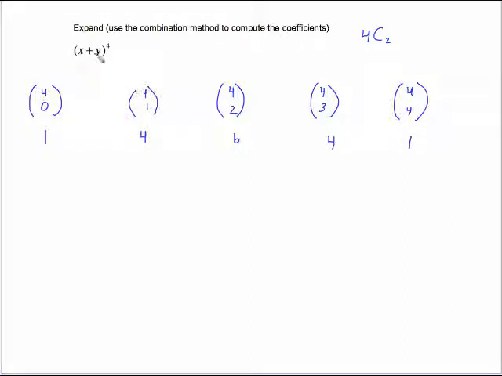Now, sign-wise, this is x plus y, so these are all positive signs. Then I can fill in my powers. This will be x to the 4th, jumping right on down: x cubed, x squared, x, no x at all. At the same time, start filling in the y's, starting here with y, y squared, y cubed, y to the 4th. And as far as MyMathLab goes, they're not going to want you to type in the 1s. And there's your expansion for x plus y to the 4th using the combination method.